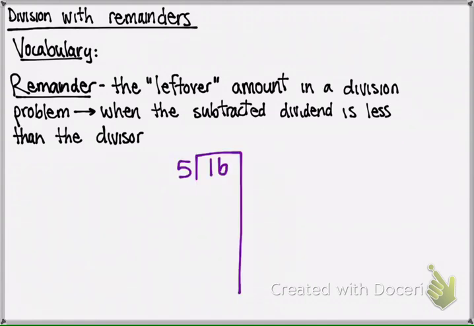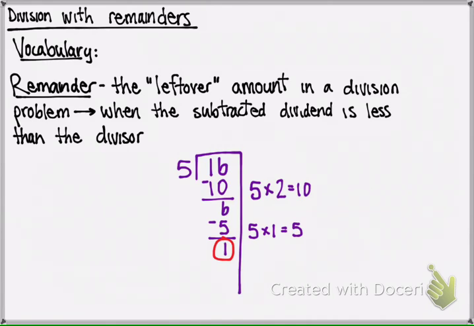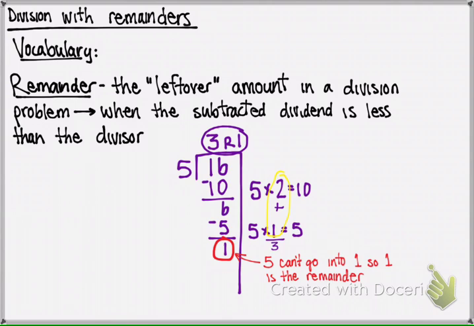Let's do an example. Let's do 16 divided by 5. We all know that 5 times 2 is 10, so we subtract that from our dividend and get 6. 5 can still go into 6, so we can say 5 times 1 is 5, subtract that from our 6 and get 1. Now that 1 is less than our divisor, 5, so we can't subtract anymore. So since 5 can't go into 1, 1 is the remainder. We add up our multiples, and we get 3, so our answer is 3 remainder 1.